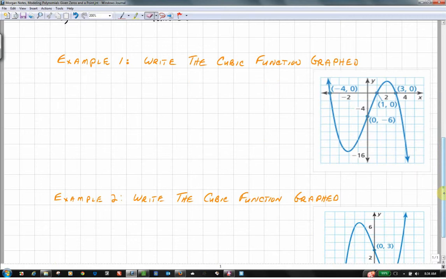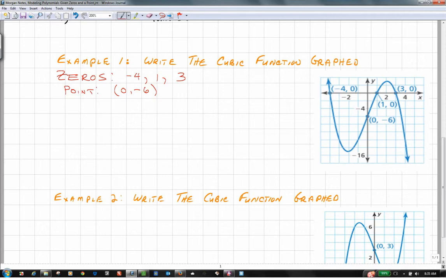So let's look at this graph. We have zeros right here. I have a zero at -4 for x. I have a zero at 1 for x. And I have a zero at 3 for x. I also know that it passes through the point 0, -6. Okay, so let's go ahead and write this.